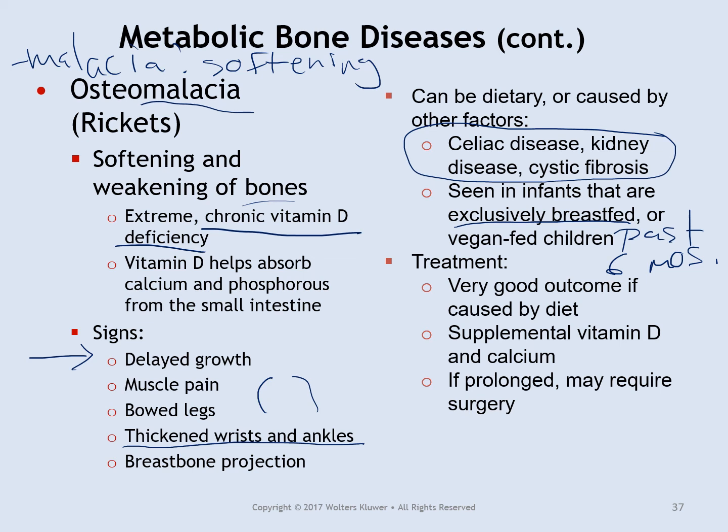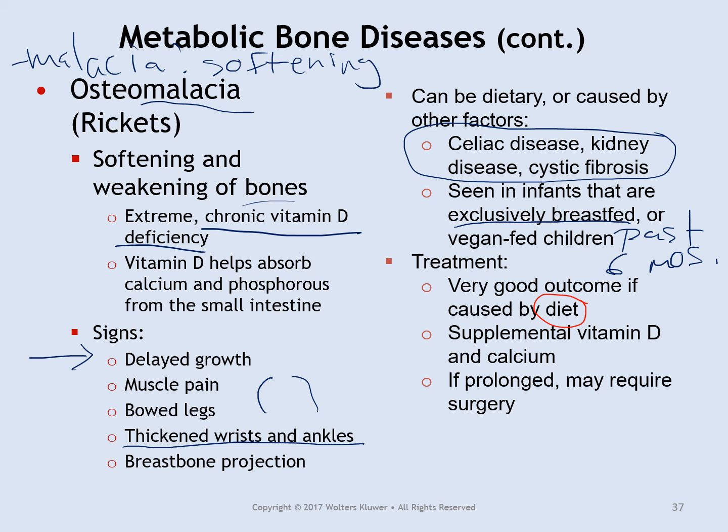If the rickets is caused by diet, if it's not something that's caused by celiac disease or cystic fibrosis, usually your outcome is very good if you catch the rickets early. And you saw that in some of the kids in the video that you watched. Some of them, their bones were a little bowed, but they said that if we give the child calcium and we counsel the parents on a good diet for the child, that should be okay.